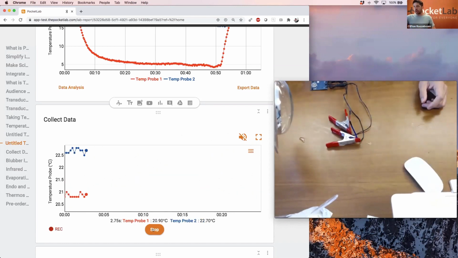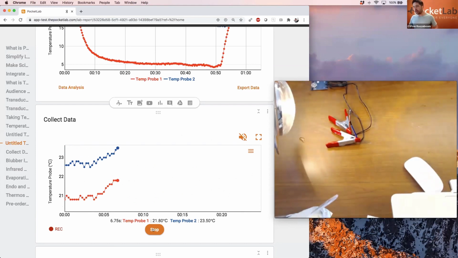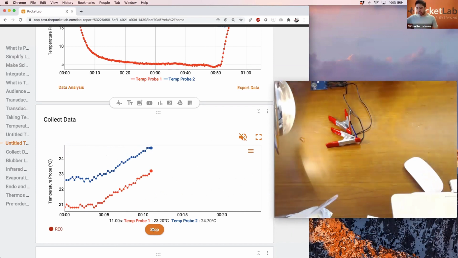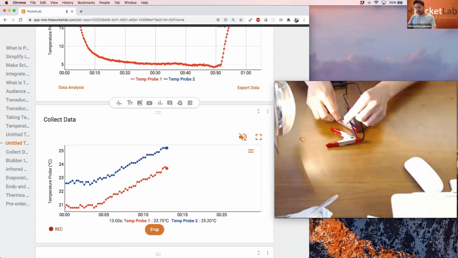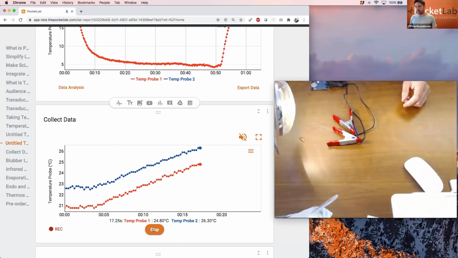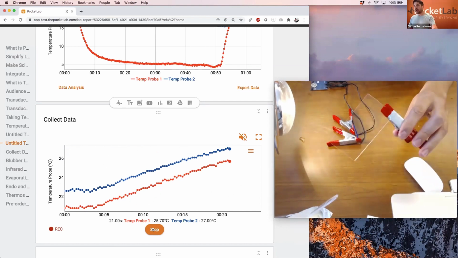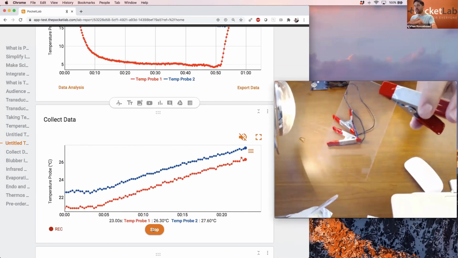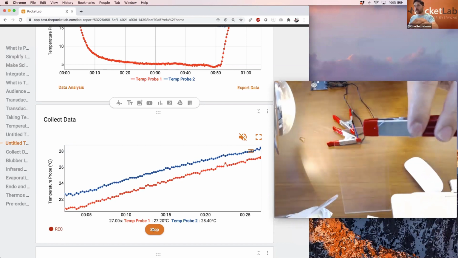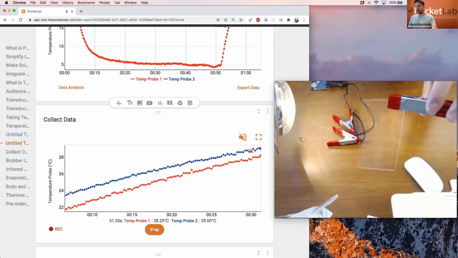And then I'm going to turn on the heat lamp. You can see those temperatures start to increase very quickly. These probes are black in color, so they pretty much act like black bodies, which are very absorbent to radiation. So I have here a piece of glass, which you can see is very transparent to visible light, but is pretty blocking to infrared radiation.